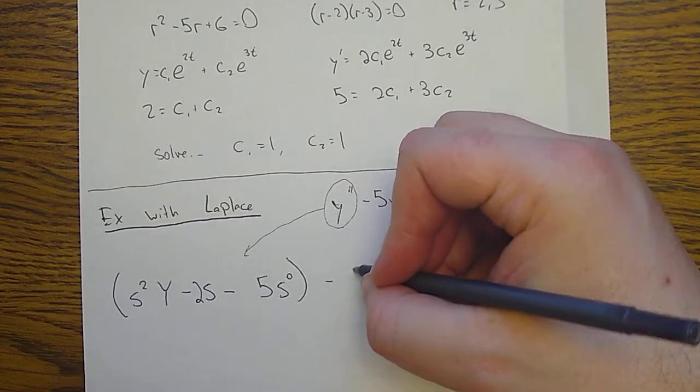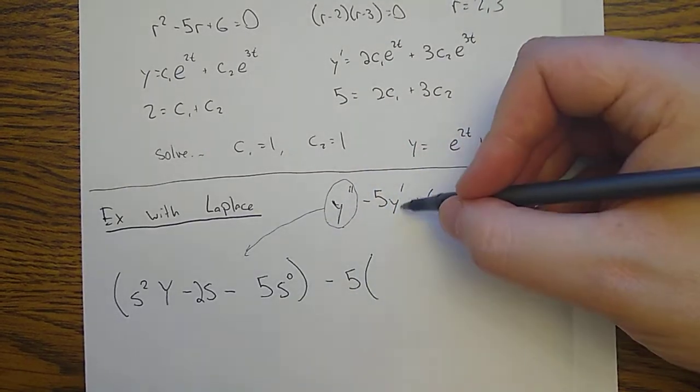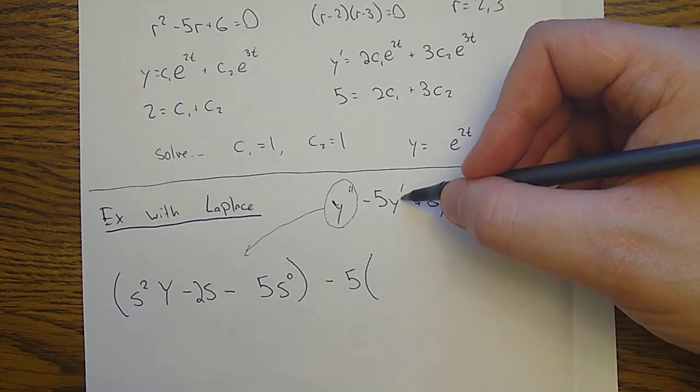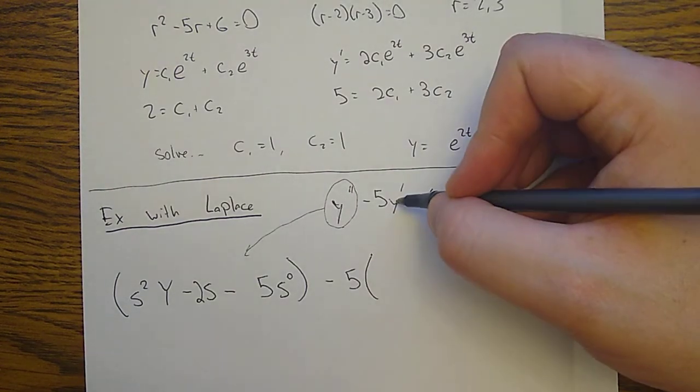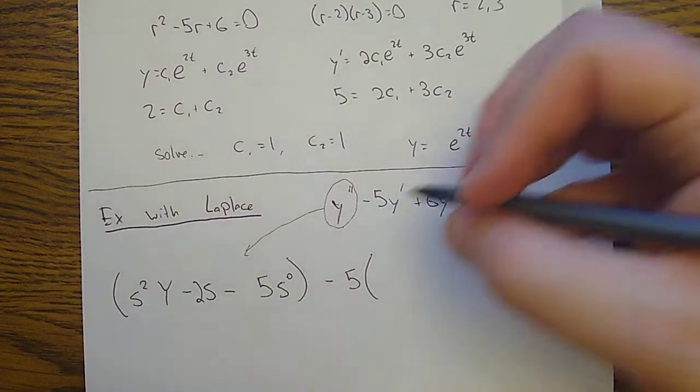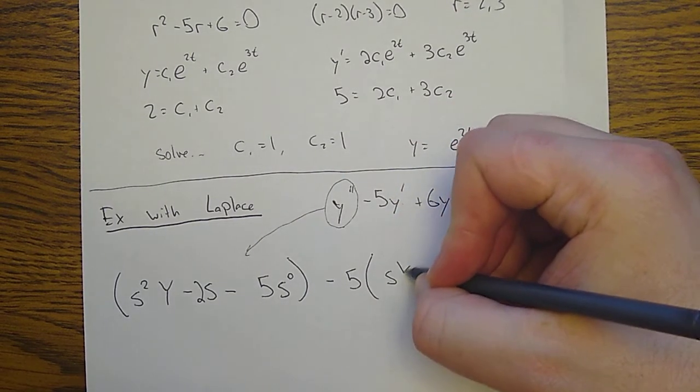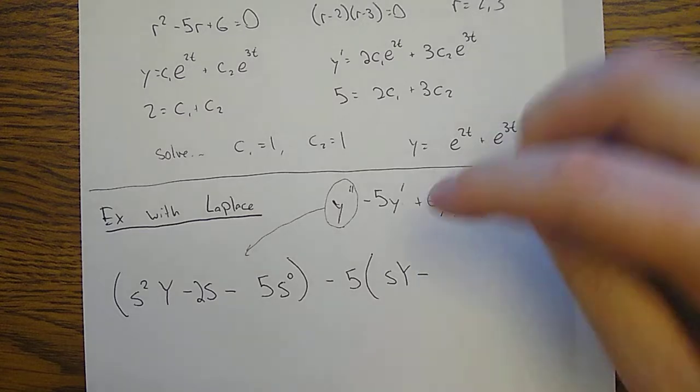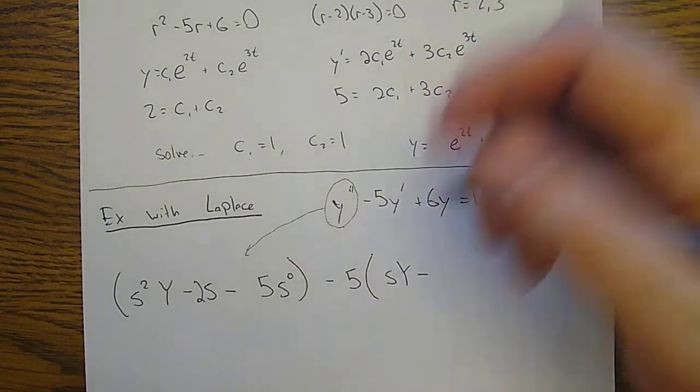Then I would do minus 5 times the Laplace transform of y prime. The Laplace transform of y prime, that's what we did before. It's s times Y minus y of 0. y of 0 is 2.